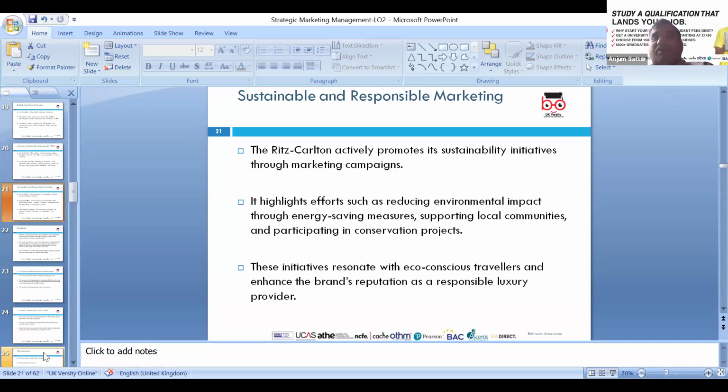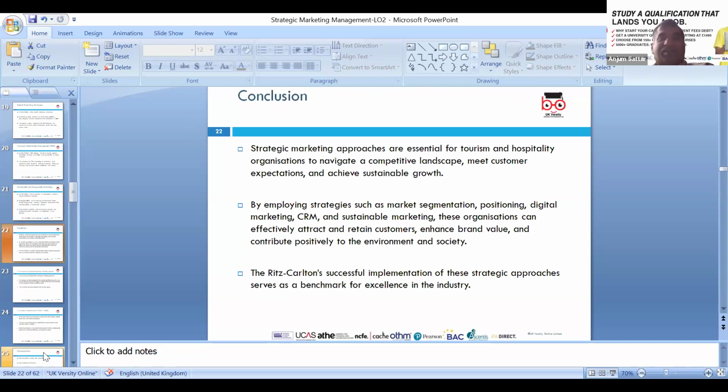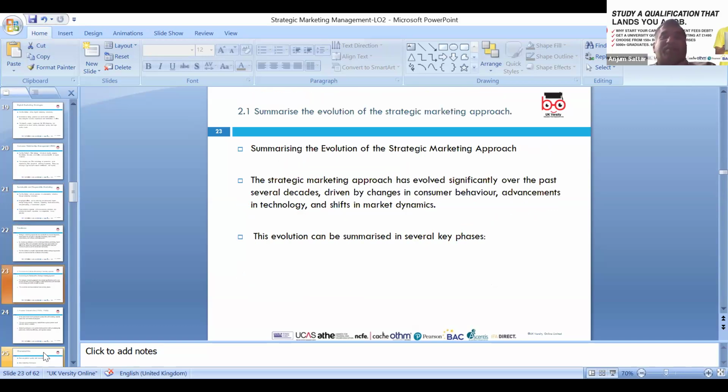If we say car sharing, or if we use sensor lights, these ultimately impact the environment, and we can promote sustainability. So ultimately all these approaches help to achieve the organization's objectives and increase the brand image. So we can summarize the evolution of the strategic marketing approaches.